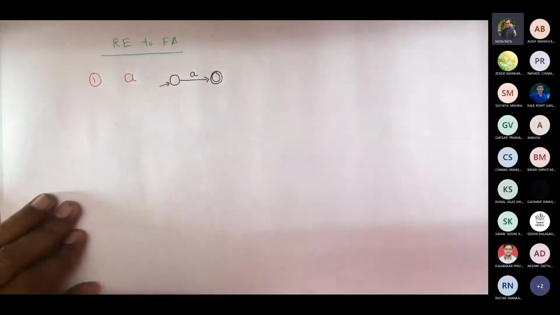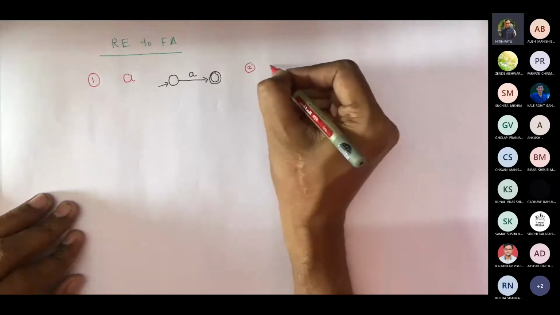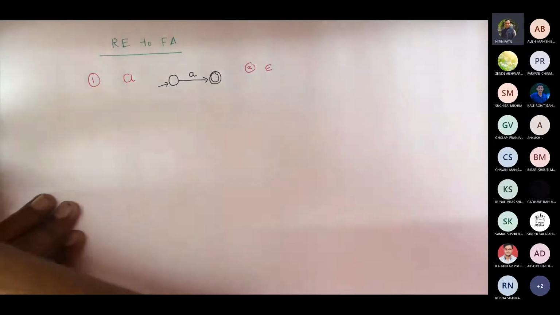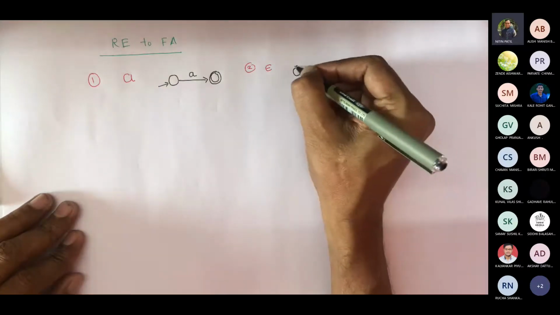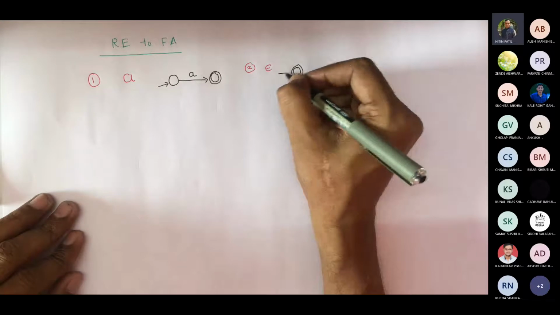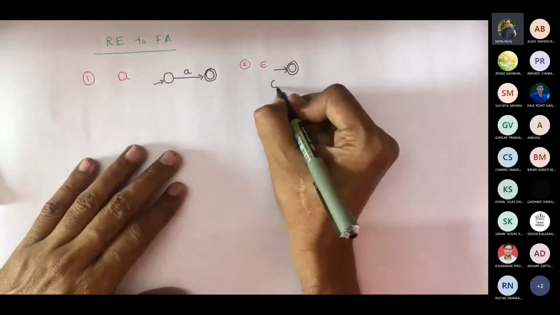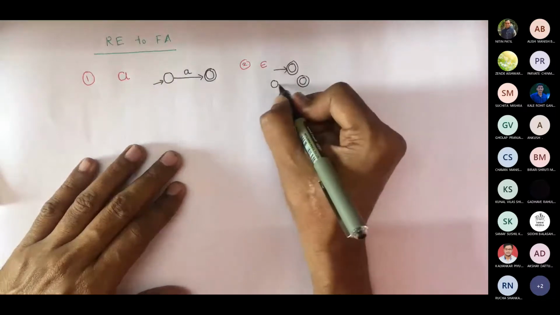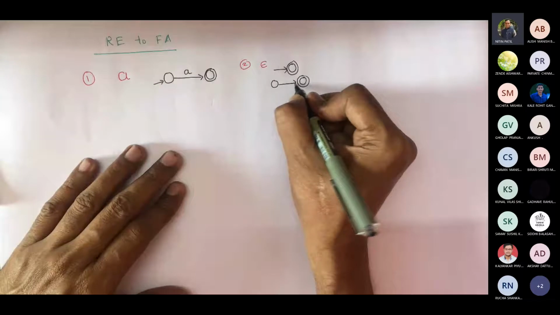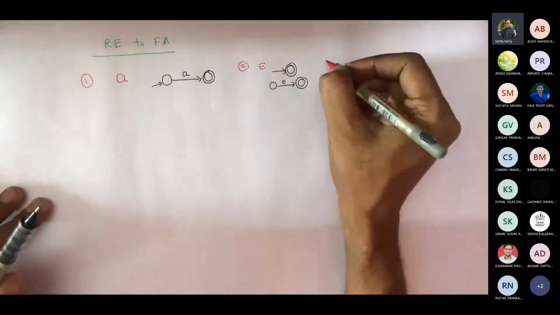Fine. Similarly, for regular expression epsilon, either you have this, initial and final being the same, or you have this. Fine, for epsilon. Whenever you find a difficulty, please let me know.